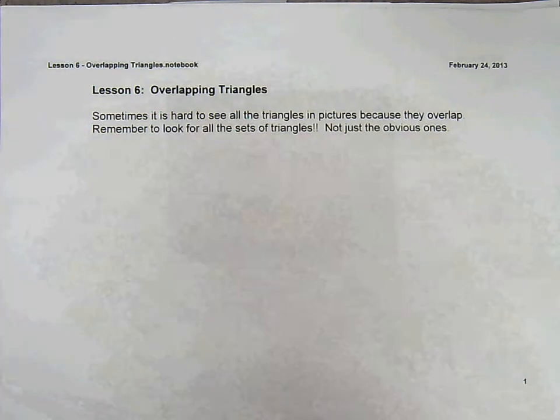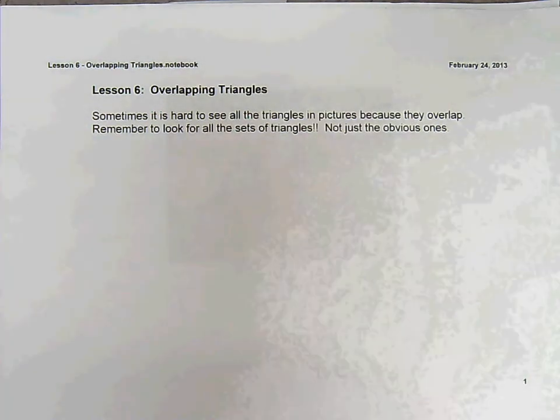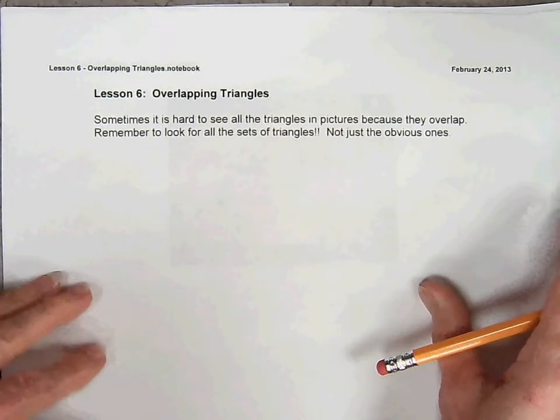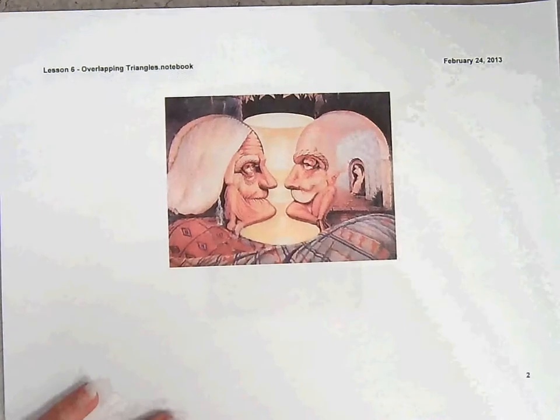Okay, we're going to continue talking about triangles. This is still Unit 4. This is Lesson 6. We're going to talk about overlapping triangles. Sometimes it's hard to see triangles in the pictures because they overlap. So we're going to practice looking for all the triangles that are in the pictures, not just the obvious ones. And to help us practice with that, let's look at some pictures of other things.